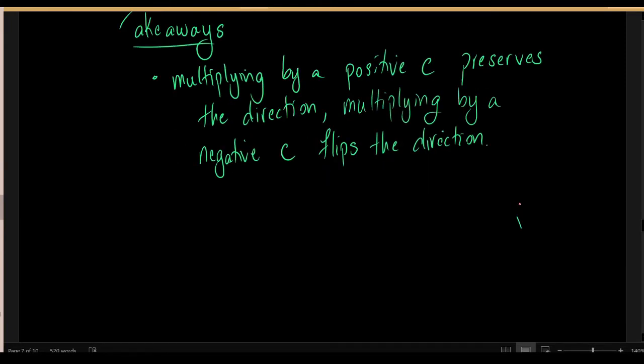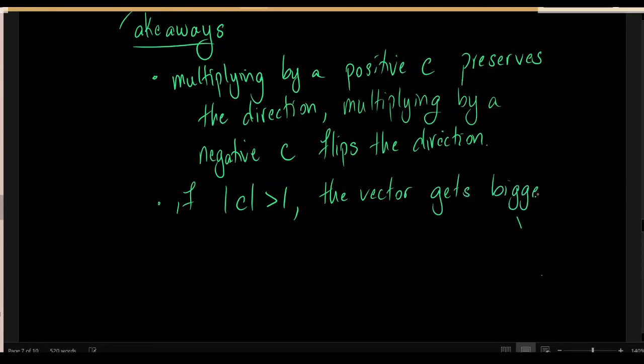Additionally, if the number that you used for your scaling was relatively big in magnitude, something like 2, something like -2, then that caused the length of the vector to become larger. But if you multiply by something that's relatively small in magnitude, such as 1/2, then the vector shrinks as a result of that scaling.